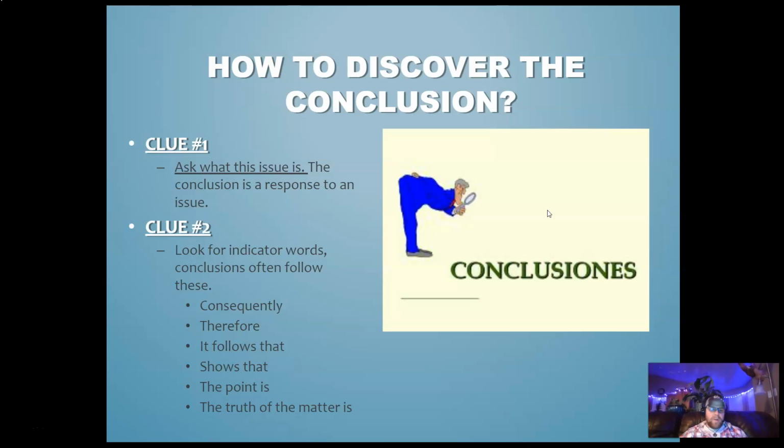Look for indicator words. If they say consequently, therefore, it follows that, or shows that, the point is, the truth of the matter is. We talked about this with metadiscourse, but this can all be a signal that I'm coming to a conclusion. Some of those might be tied to reasons, but yeah, you get the idea.